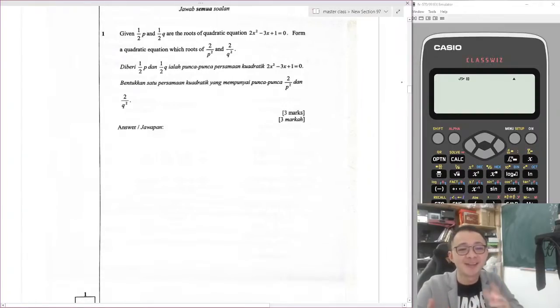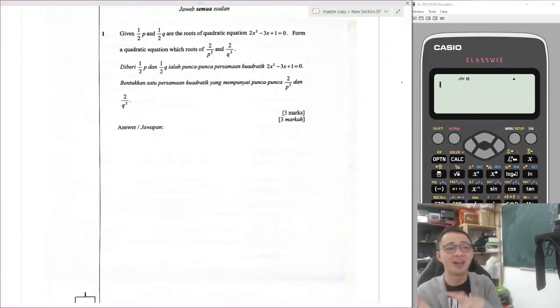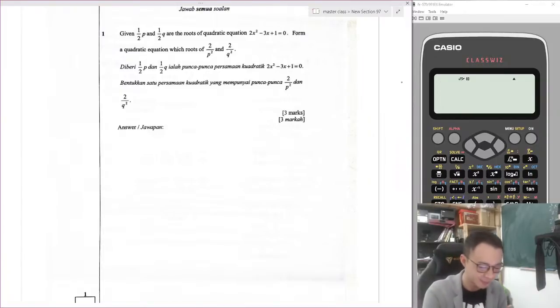This one depends on whether you want to do simultaneous equations to find P and Q, or like what I do, I always straight away find the sum of roots without needing to find exactly what P and Q are, and then use my sum of roots answer to find the new sum of roots. This is what I always do. But if you want to find P and Q, yeah, you can go ahead and do that.